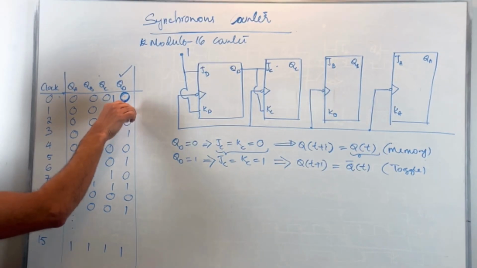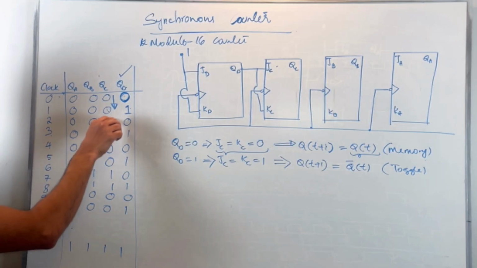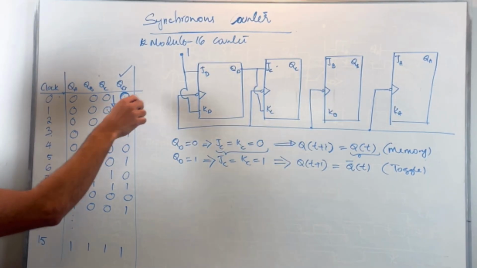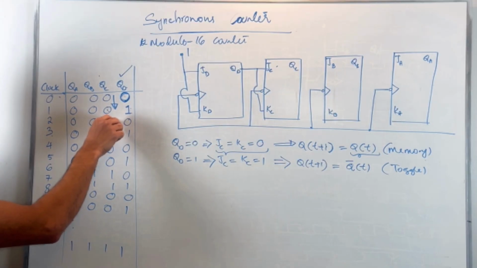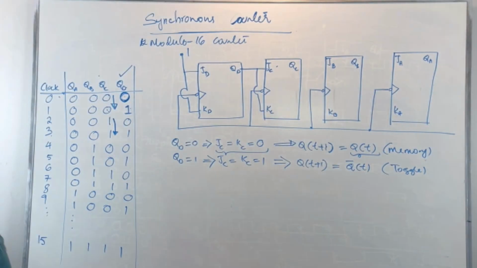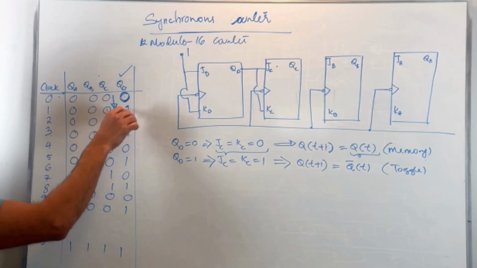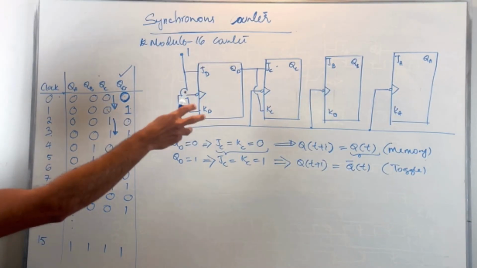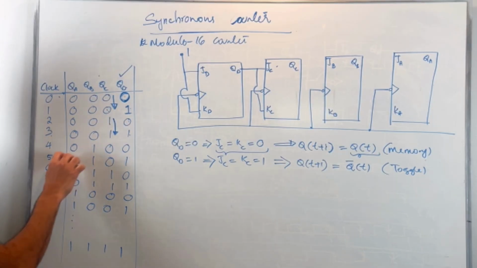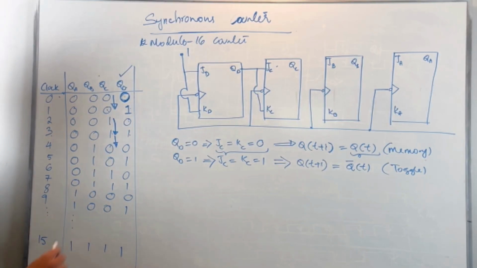At the same time, my 1 became 0 on QD. I'm applying a 0, 0 on my JC and KC. On the next triggering instance, because I'm applying a 0, 0 on my JC and KC, that value is maintained. That value did not change, right? And at the same time, my QD becomes 1, my JC and KC become 1s, and on the next triggering instance, my QC toggles, right?